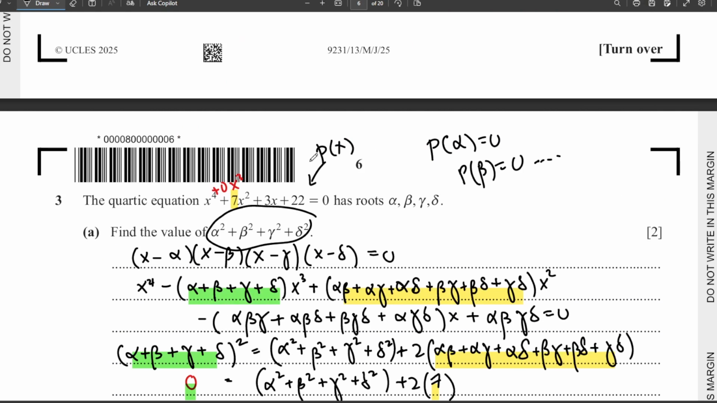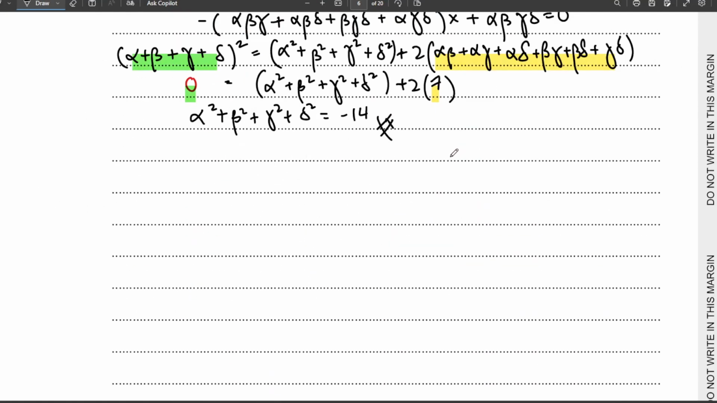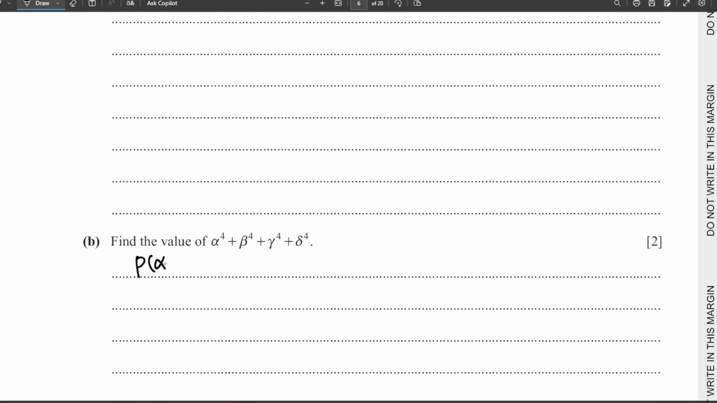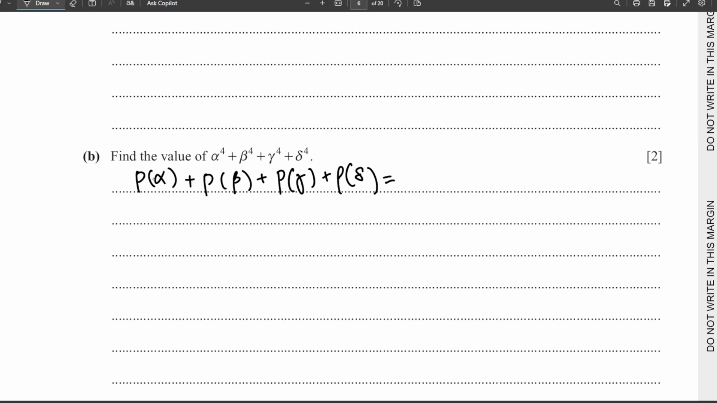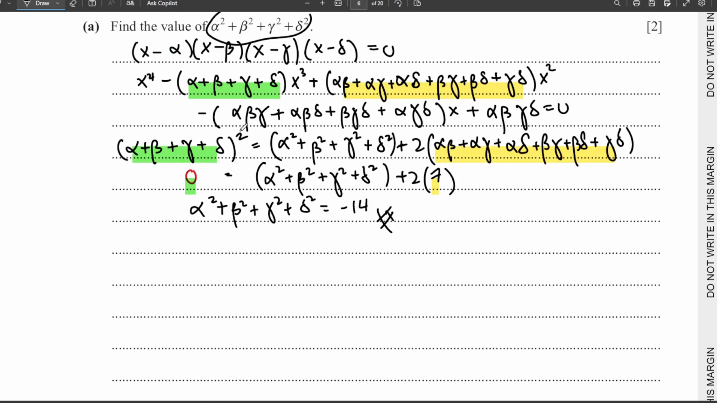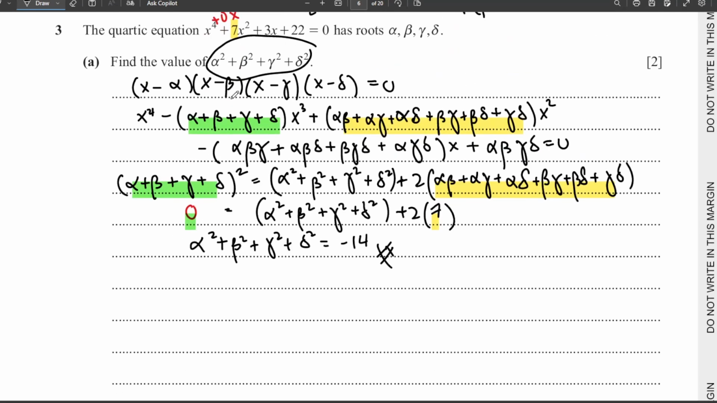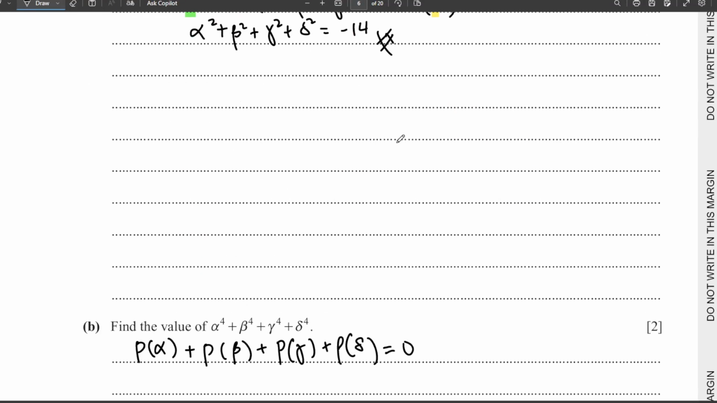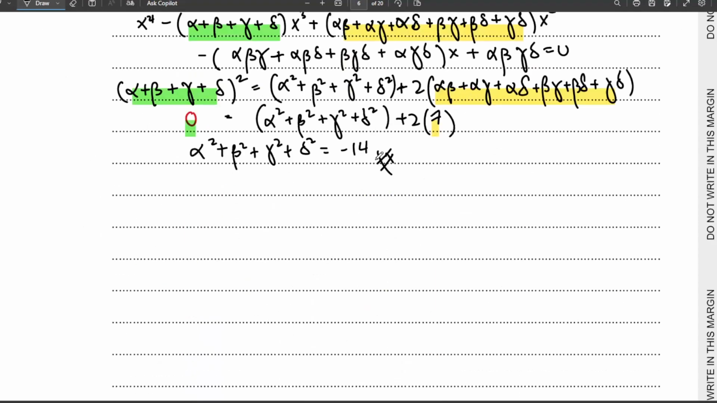So we are going to use that fact. We are going to add all of these up. We evaluate at each of the roots, and since by the factor theorem each one of these terms is equal to 0, the whole thing summed together will still be equal to 0. All the x will be replaced by alpha, beta, gamma and delta. I'm just going to do that first.